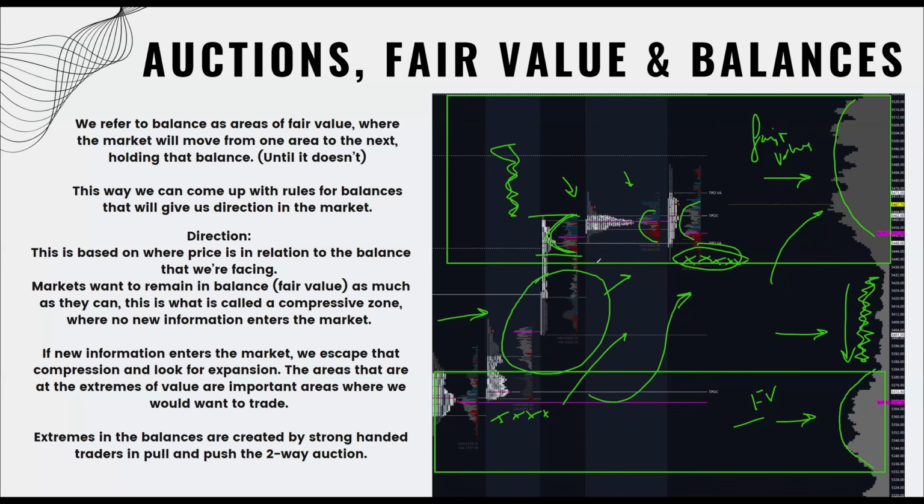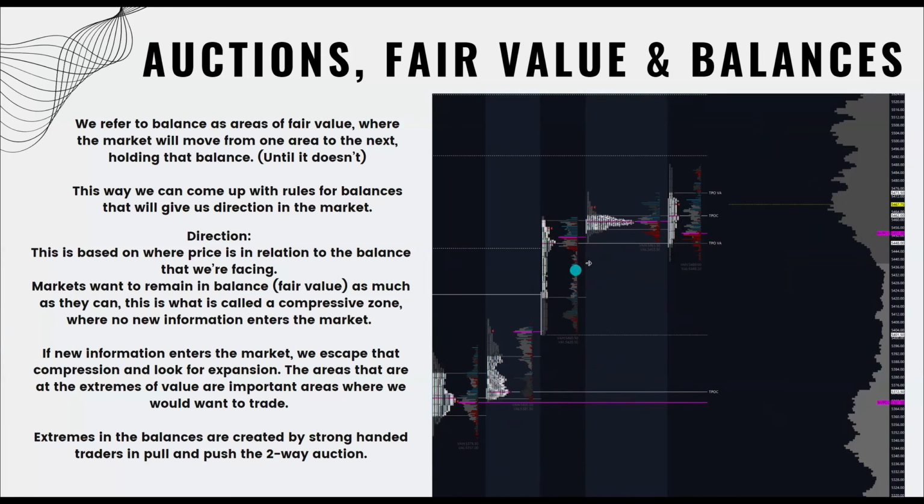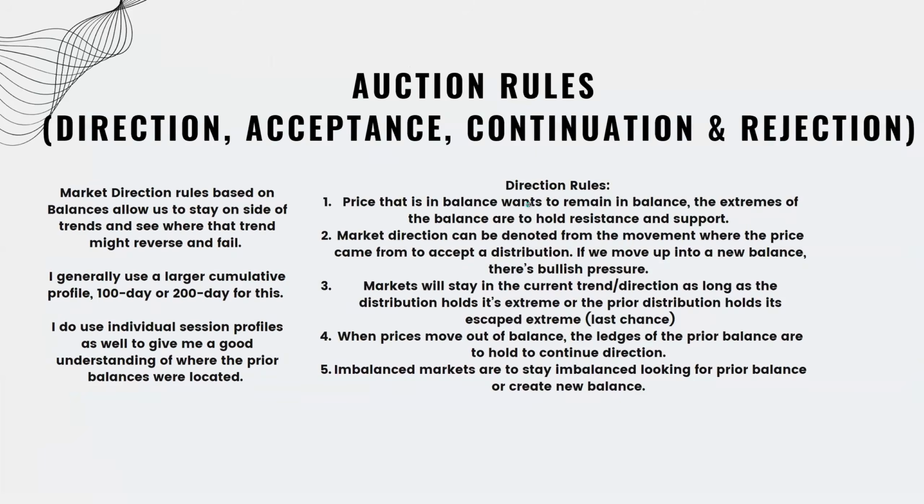So we're going to be diving deeper into this specific chart and other charts and how to understand the creation of these values and also directionality using auction market theory. When we talk about auction and auction rules, there are rules based on direction, acceptance, continuation, and rejection that we want to follow. This is a part of the theory that guides us closer to a rule-based strategy. So this is something that we can start employing in our trading strategy in itself.